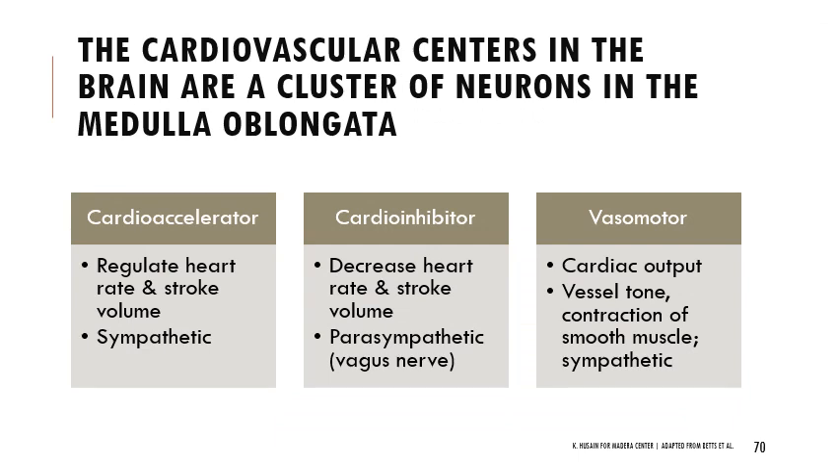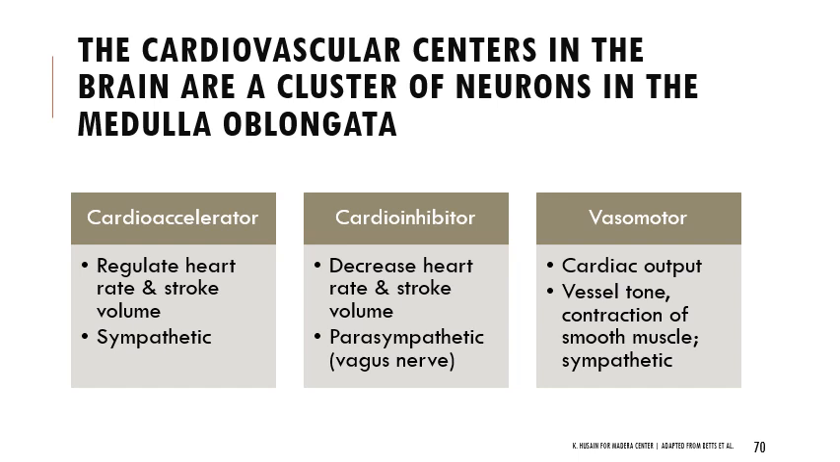Okay, so in terms of the cardiovascular centers, there's basically a cluster of neurons in your medulla oblongata. They don't look very different from one another, but they accomplish very different things. So there's the cardioaccelerator, the cardioinhibitor, and the vasomotor center. As the name suggests, cardioaccelerator increases heart rate and stroke volume. It's sympathetic in action. The cardioinhibitor decreases heart rate and stroke volume. It's parasympathetic in action and sends signals with the vagus nerve.